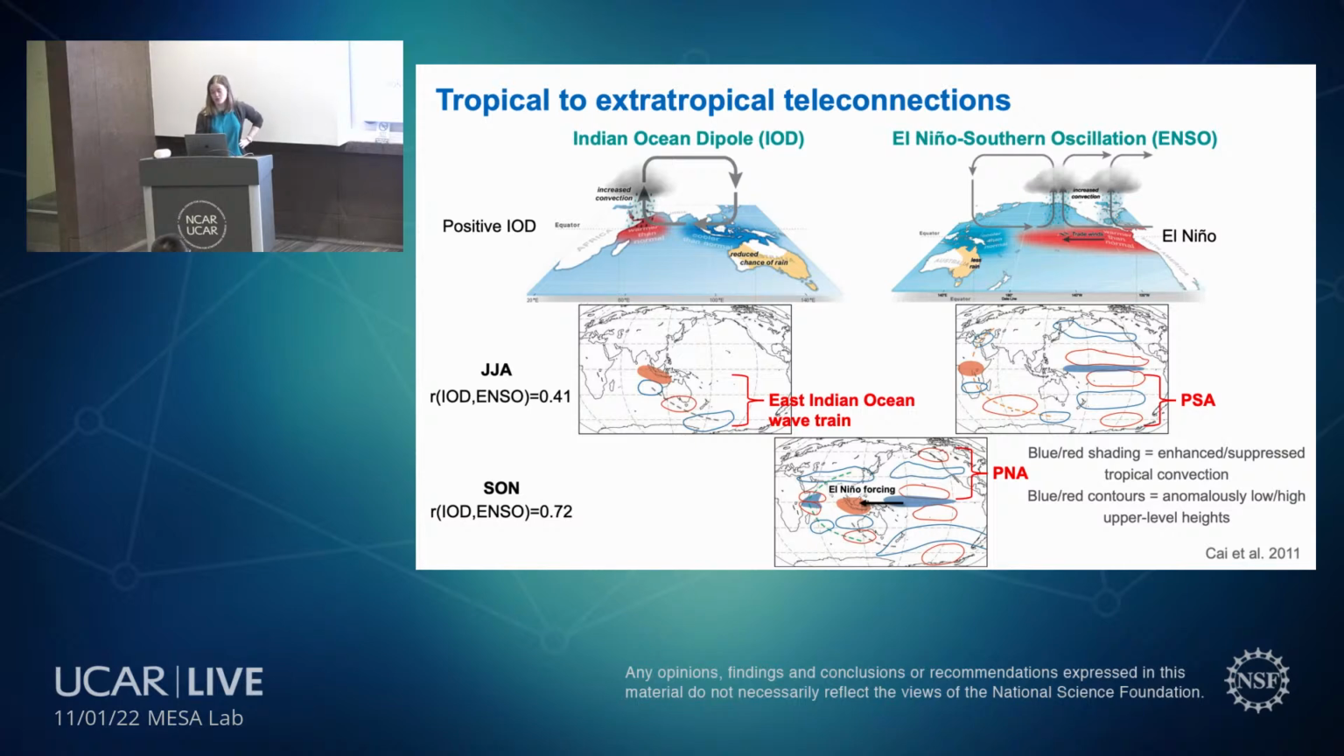And so this is in contrast to the Northern Hemisphere, where during spring we start to see the establishment of the Pacific North American pattern, and North America is located downstream of this pattern.